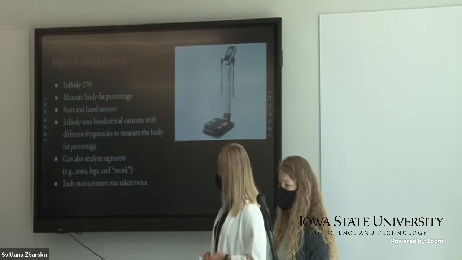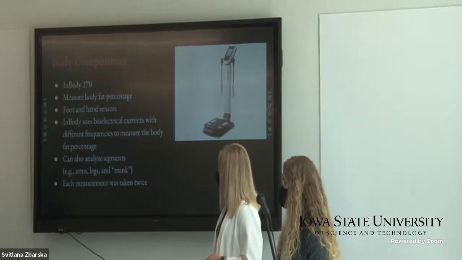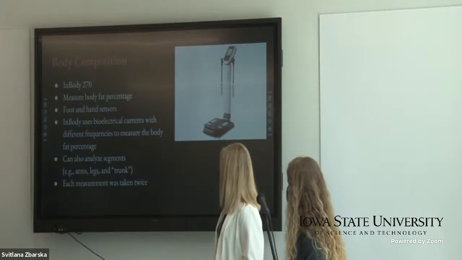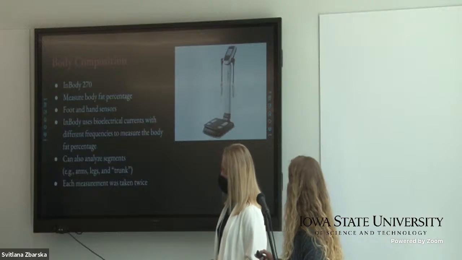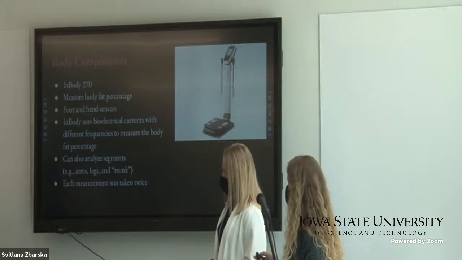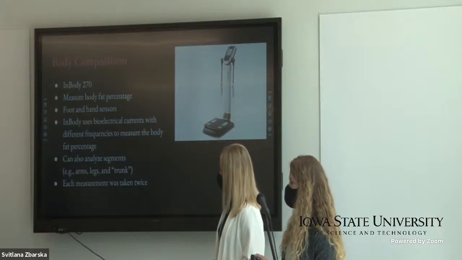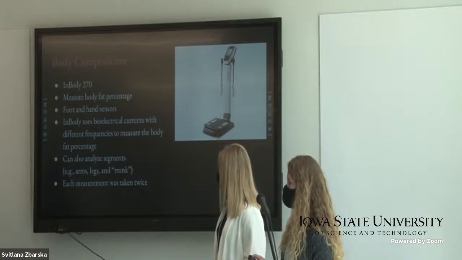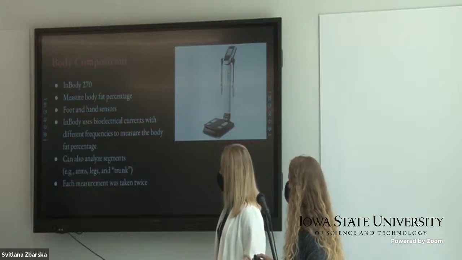So the next component that we measured was body composition, and we used the InBody 270 in this picture up there. We had the participant take off their shoes and socks and stand on the foot markers, and the arms of the InBody will hold up, and it has the sensors as well. It actually uses current to measure the body fat percent. And we took 2 measurements of both.